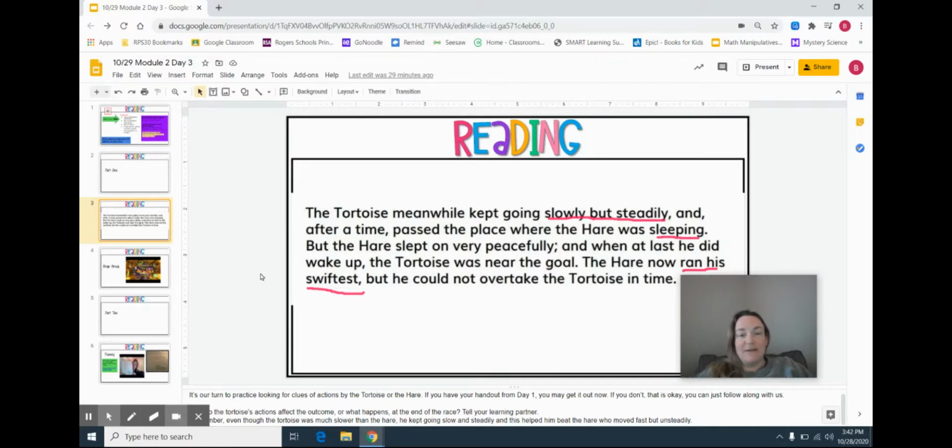All right. I hope that you learned a lot from this story so far. And remember, even though the tortoise was much slower than the hare, he kept going slowly and steadily, and this helped him beat the hare, who moved fast but unsteadily.